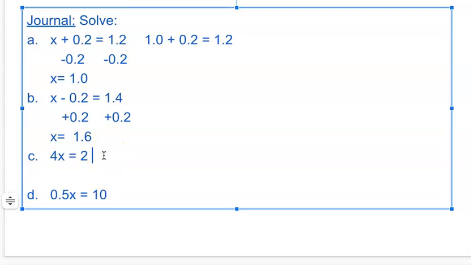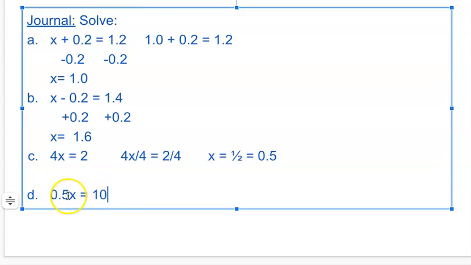4x equals 2. So in order to solve that, we're going to take 4x and divide that by 4. And then we're going to take 2 and divide that by 4. You'd be left with x on this side because 4 divided by 4 is 1, or just x. And then 2/4 is on the other side. You can simplify that to 1/2. Or 0.5 on a calculator, and either of those would be acceptable.